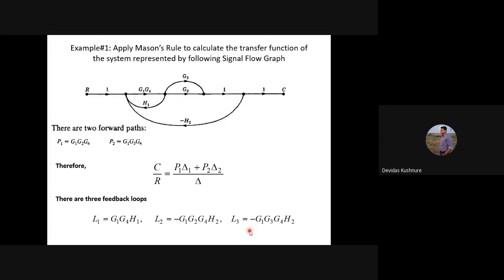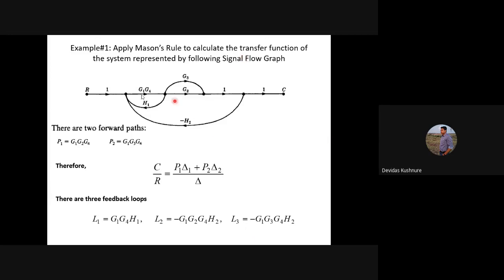Now we have to check whether we have 2 non-touching loops. 2 non-touching loops means loops which do not have a common node. If there is no common node between the 2 loops, then we can say that the 2 loops are non-touching to each other.